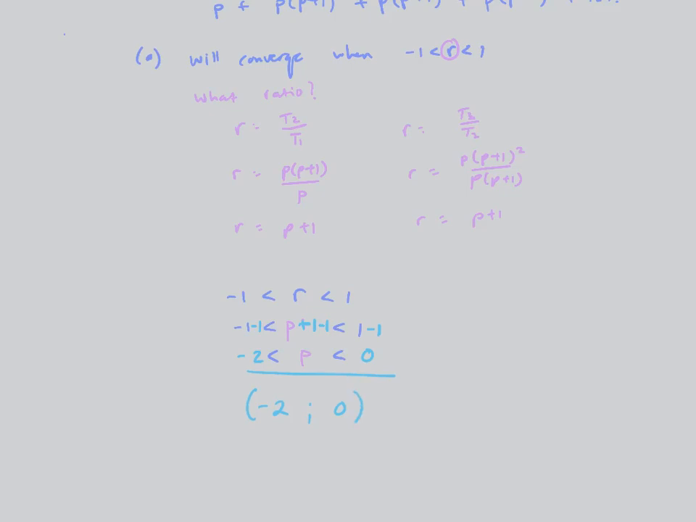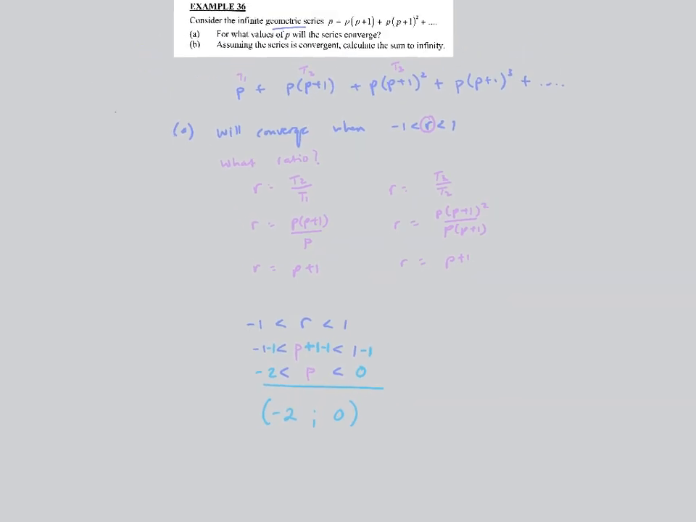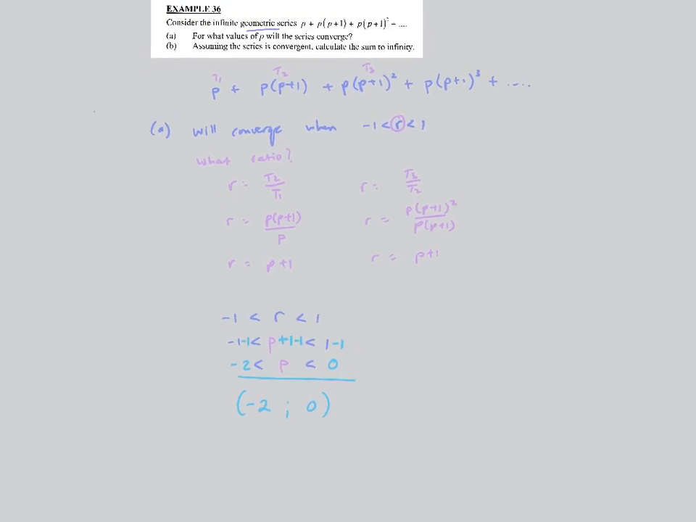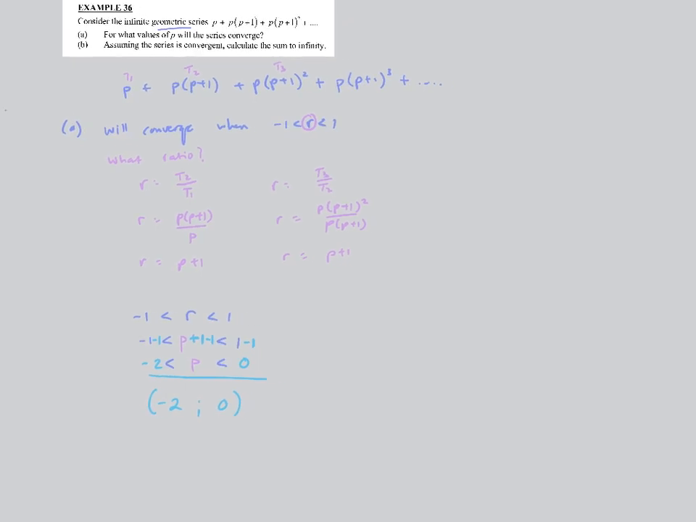For all the values of p between minus 2 and 0, the sum will converge. Isn't that beautiful? All right. Question B. Assuming the series is convergent, calculate the sum to infinity.